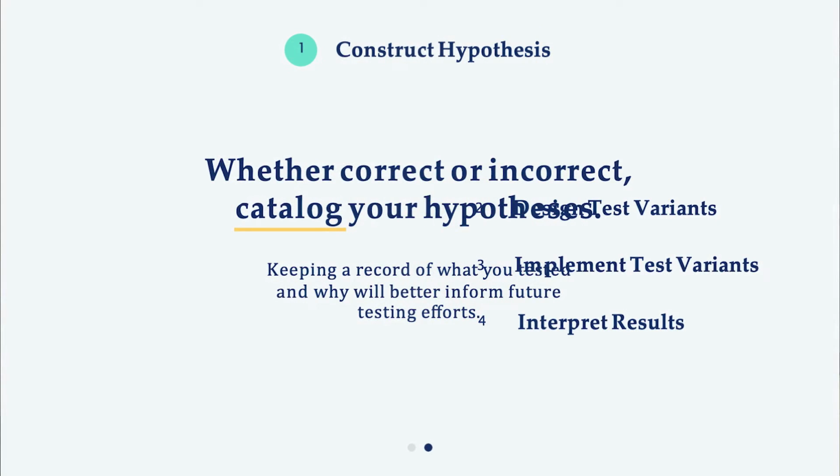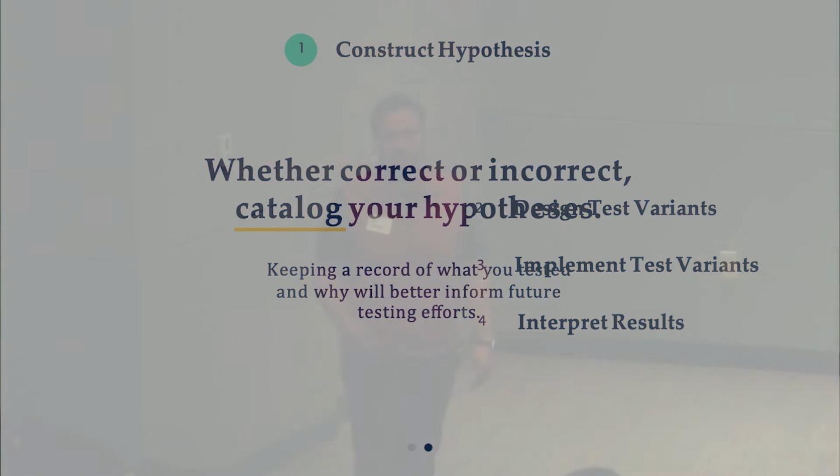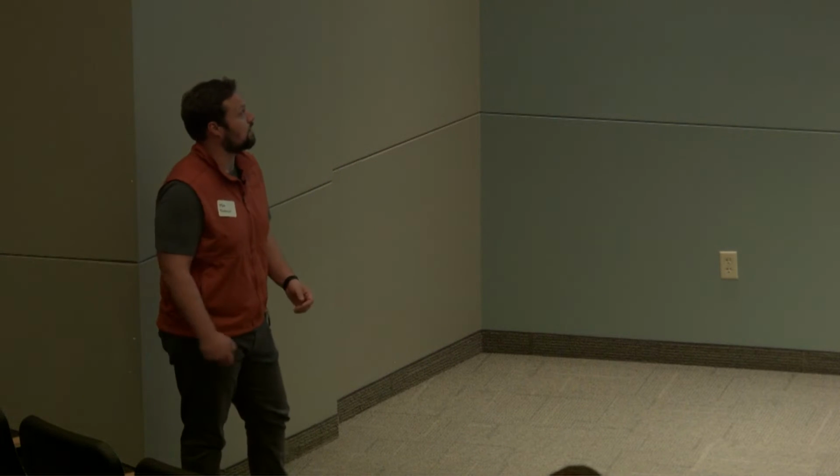Whether your hypothesis turns out to be correct or incorrect, we very much recommend keeping a catalog of those and stating all the rationale that you had when you initially made that hypothesis, so that you can refer back to it. The next time around, when you're trying to run a test in that same area of your app or product, you can learn from what you've already done before.